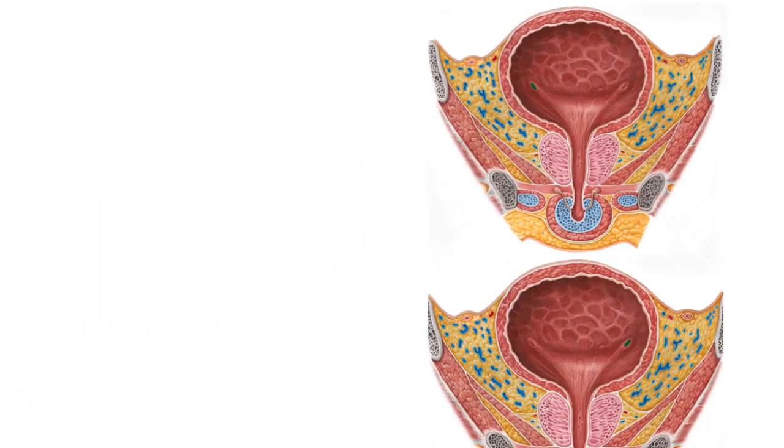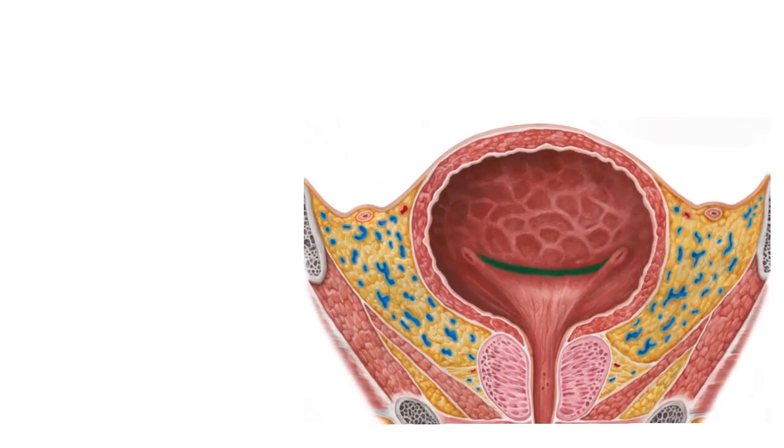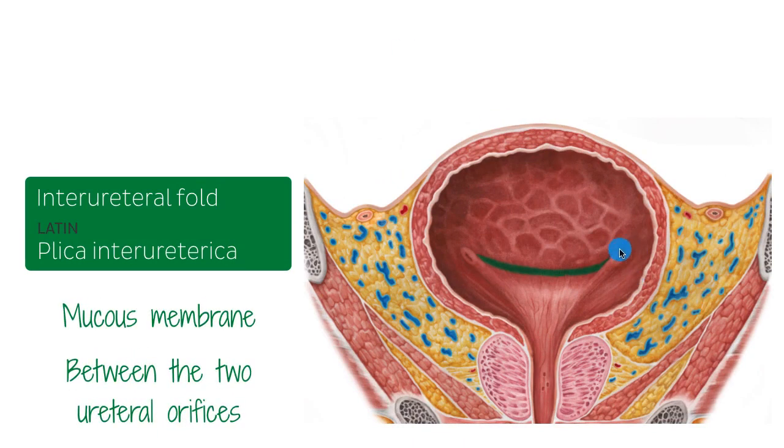On the next slide, we're going to be covering the structures that I just mentioned, the ureteral orifices. These are slit-like openings through which the ureters enter the bladder on the posterolateral angles of the trigone of the urinary bladder. The next structure we're going to be highlighting on this image is known as the interureteral fold. This is a mucous membrane fold located between the two ureteral orifices that we talked about before. This structure is also sometimes mentioned as the Mercier's bar.